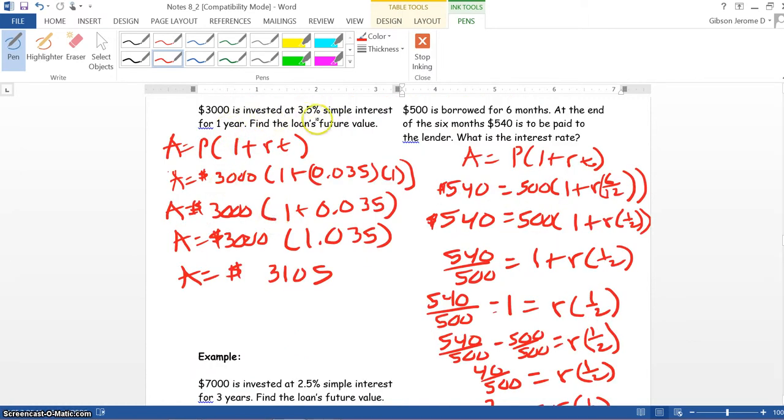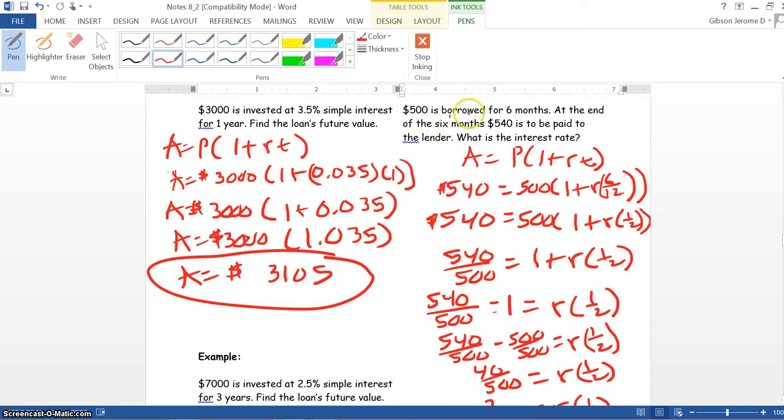It says $3,000 is invested at 3.5% simple interest for 1 year. Find the loan's future value. So we have this same formula. And we need to find A, but our principal is 3,000, and we will have 1 plus, our rate will be 0.035, and our time is 1. So we multiply these two values, 0.035 times 1, which will give us 0.035, and 1 plus this value gives us 1.035. We would take 3,000 times 1.035, and that would give us $3,105.